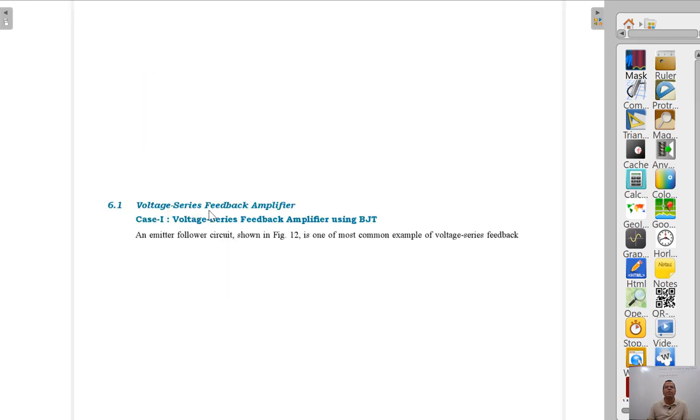Now we will be talking about the voltage series feedback amplifier. That is the first amplifier to be discussed. We already discussed the different topologies of feedback amplifiers.